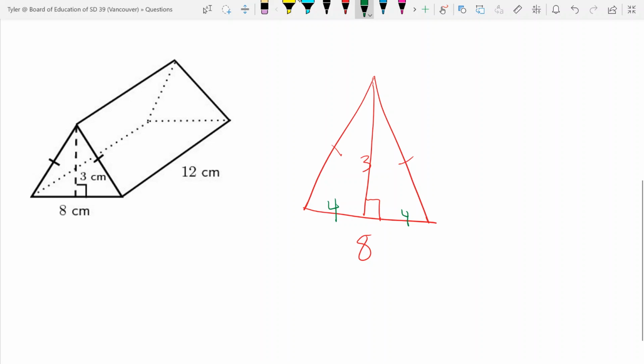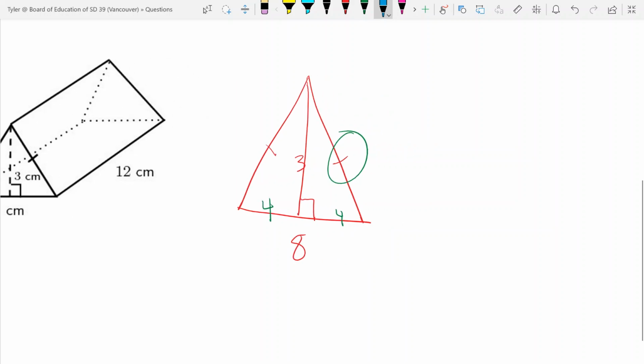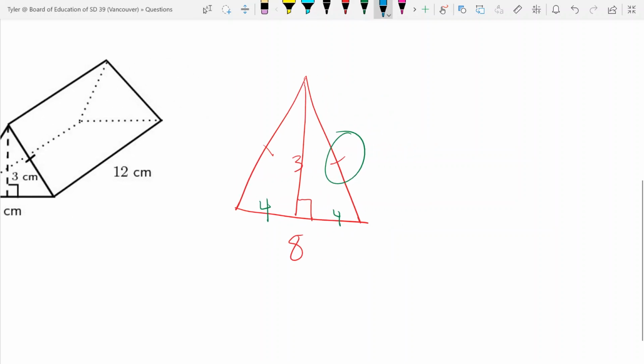The second thing we've got to do is figure out this missing side. To do that, we're going to use the Pythagorean theorem. This, as you'll probably remember, is a squared plus b squared equals c squared. This is the special rule that only works in right angle triangles, and c is always the hypotenuse, the longest side that's across from the right angle.